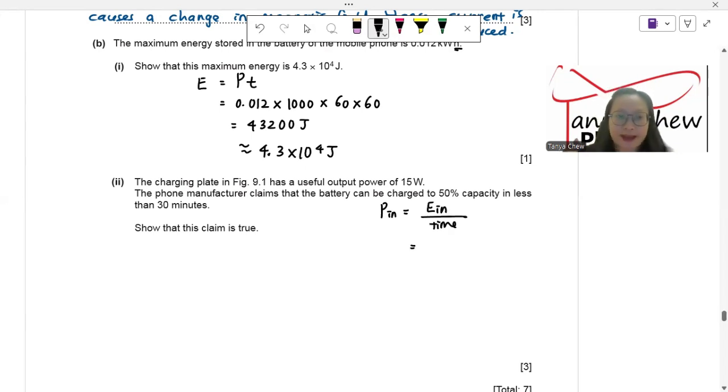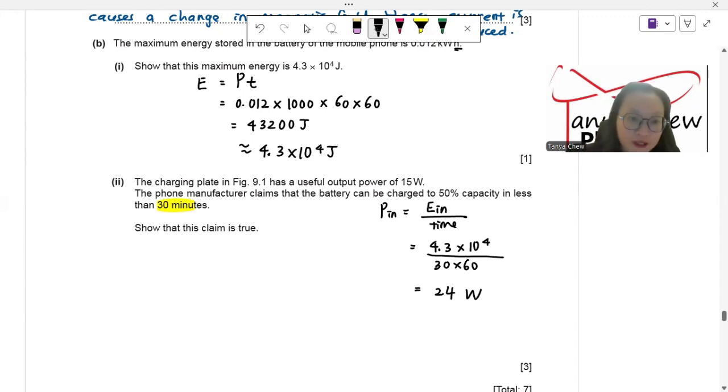So the input energy is the energy that I have already shown in B part 1. So that is 4.3 times 10 to the power of 4 and the time. Since the manufacturer claims that it can be charged in less than 30 minutes, the maximum time used is just 30 minutes, I change to second. And here I got 24 watt.